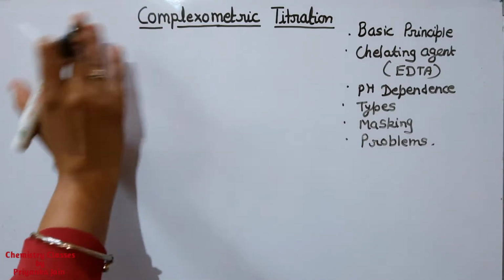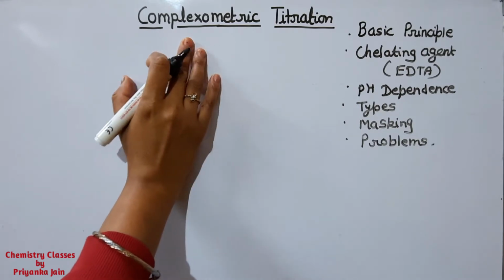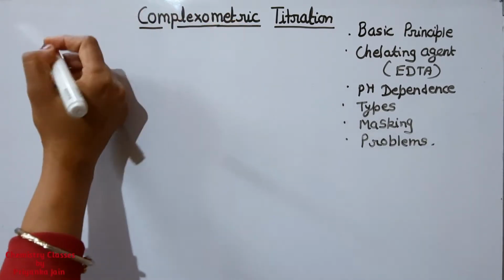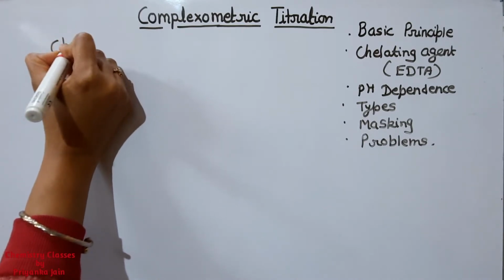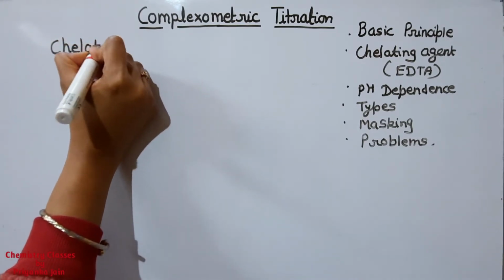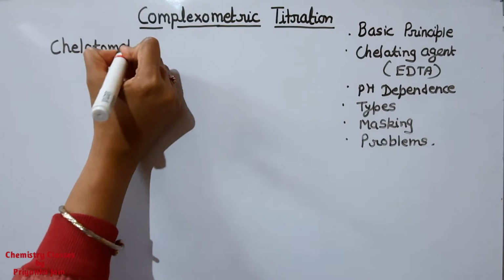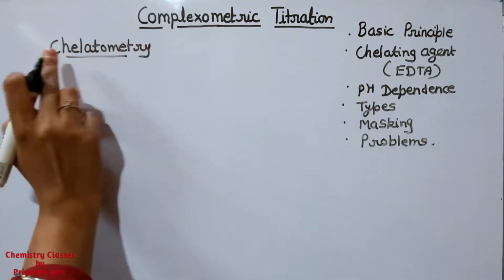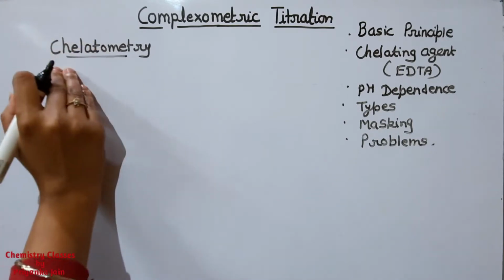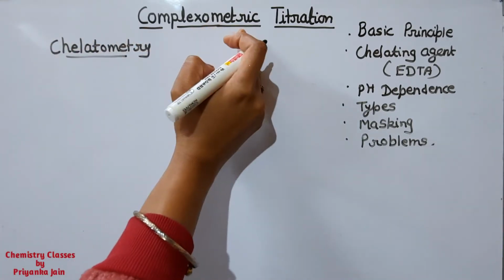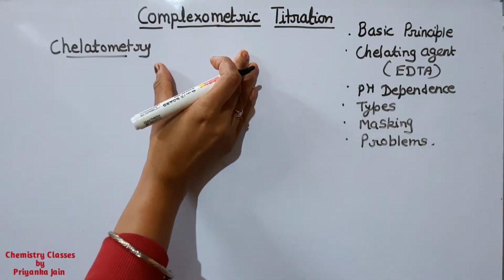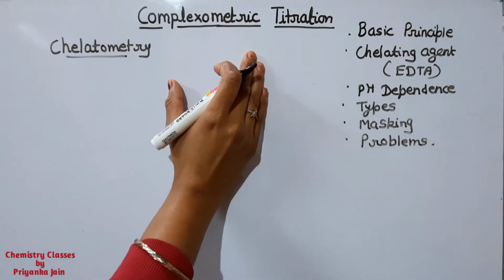So coming to our topic, what is complexometric titration? Complexometric titration means complex formation. It is also known as chelatometry. From both names you can understand that chelatometry means chelate formation, and complexometric means complex formation. Both things are the same. So in this titration there is the formation of a complex.